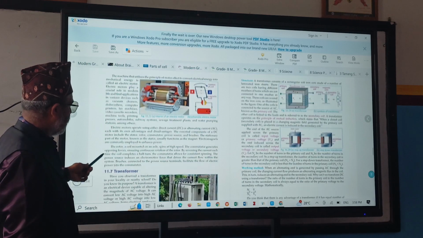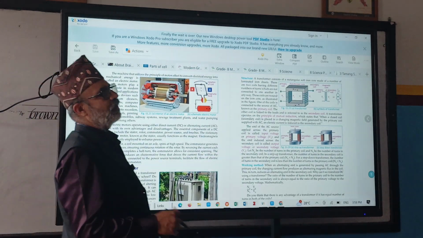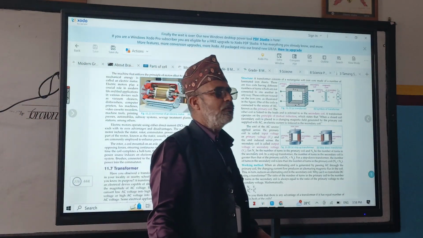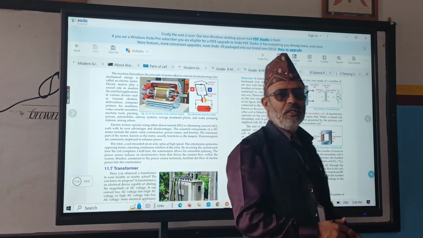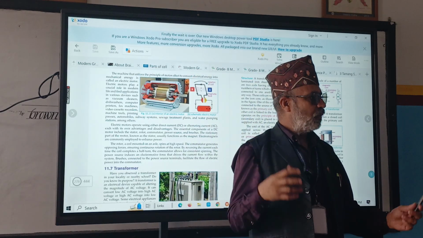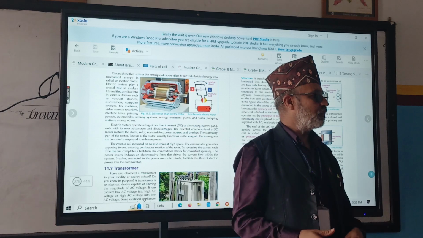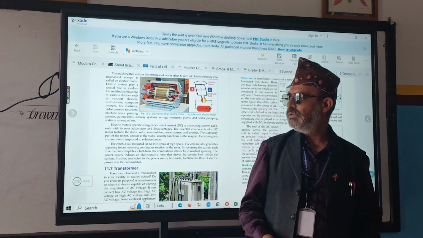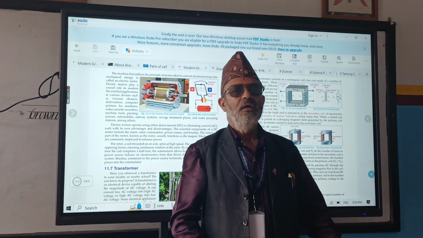DC motor and AC motor. There are many devices where the motor effect or electric motor is used. Like it is used for pumping the water in our home, the water pump. In villages they also use big water pump sets, they say. That is also based on the motor effect.